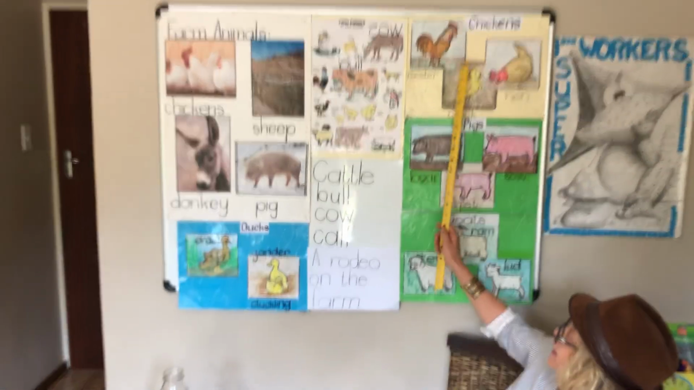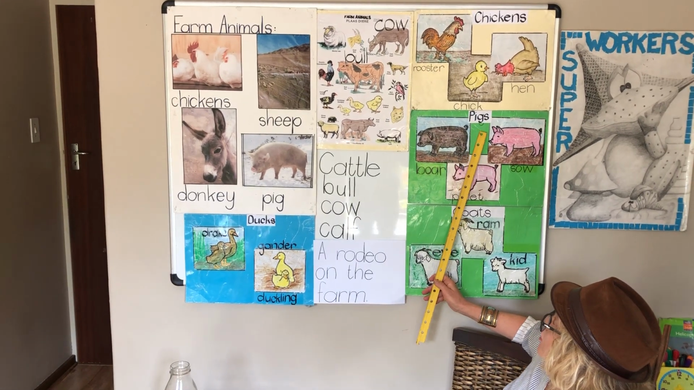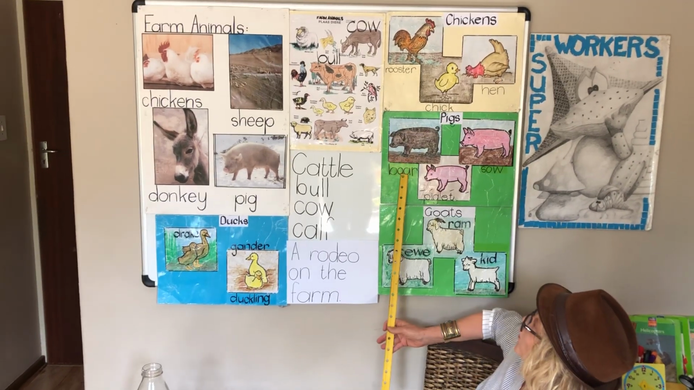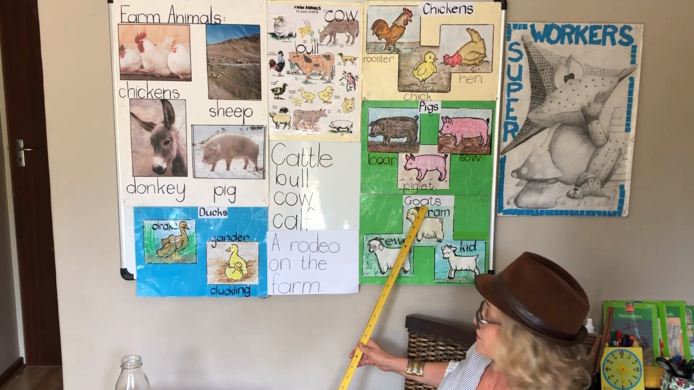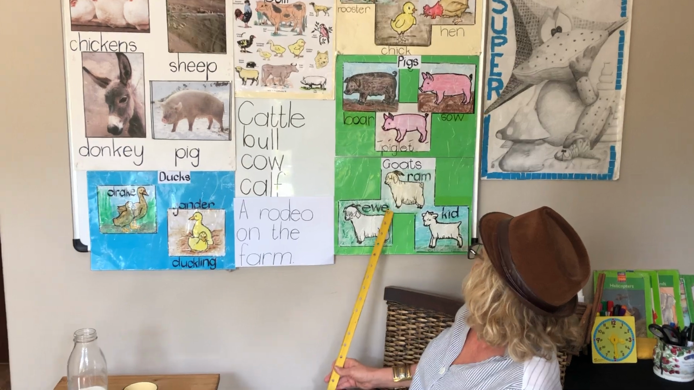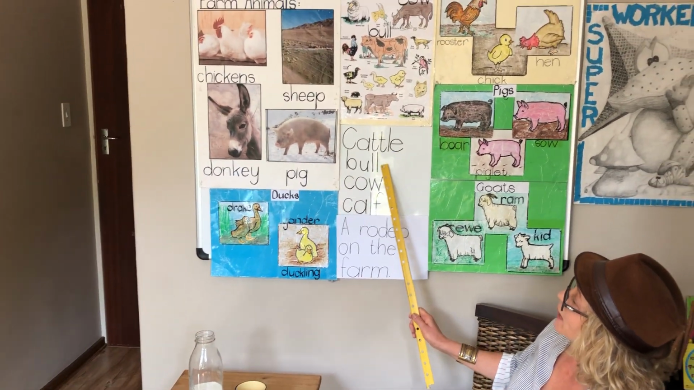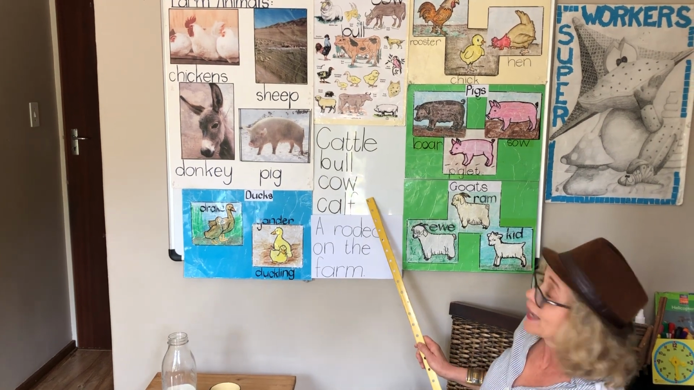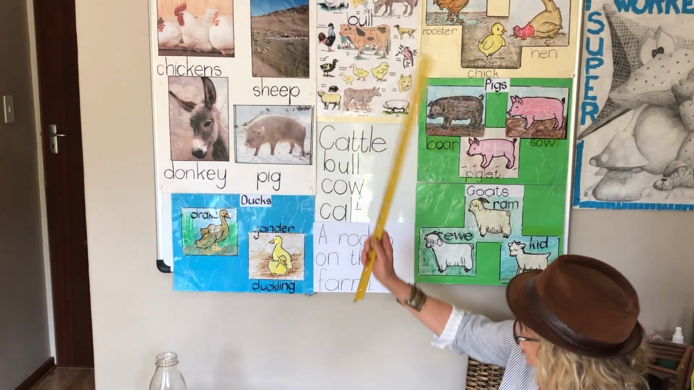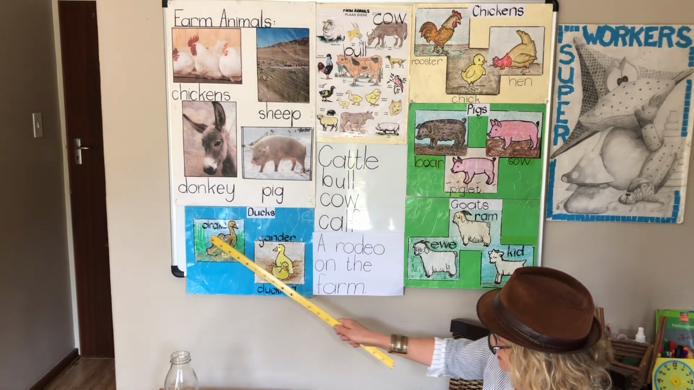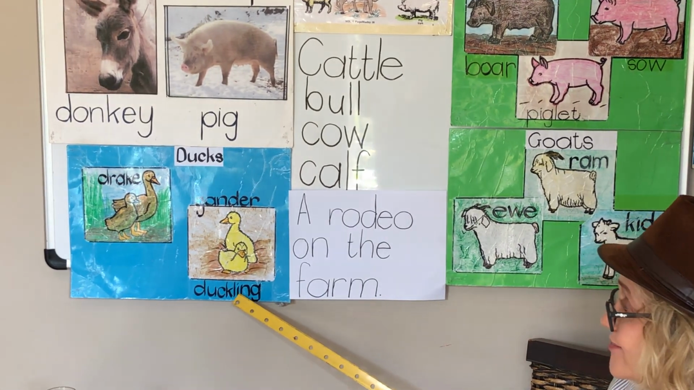Chickens. For chickens, we have a rooster, a hen, and a chick. Pigs. For pigs, we have a boar, a sow, and a piglet. Goats. For goats, we have a ram, a ewe, and a kid. Cattle. For cattle, we have a bull, a cow, and a calf, just like the rodeo. And then over there we have the ducks, the drake, the gander, and the duckling.